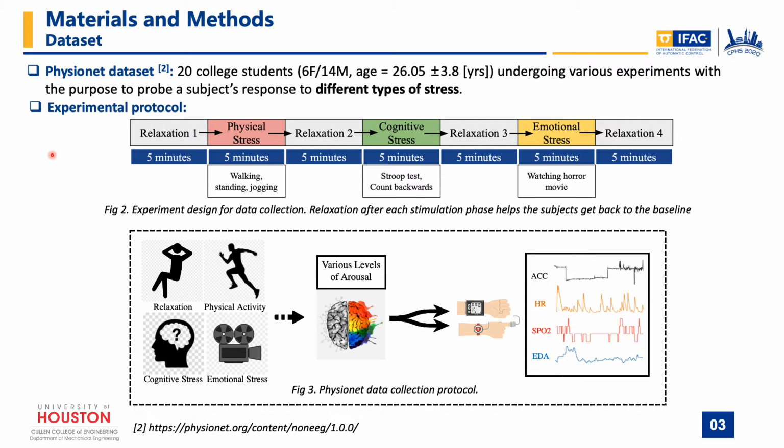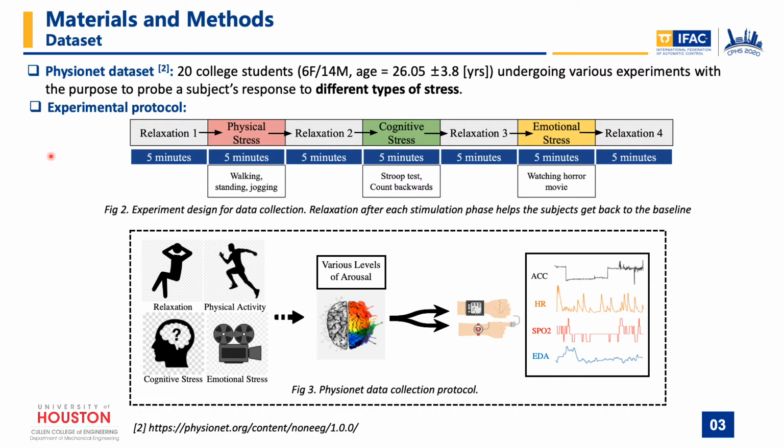Here you can see the experiment design for data collection. In this experiment, there is a 5 minute recording for each of the four stages: relaxation, physical activity, cognitive stress, and emotional stress. Relaxation is considered as the baseline while physical activity is broken into three parts with different intensities: standing for 1 minute, walking for 2 minutes, and then jogging for 2 minutes.